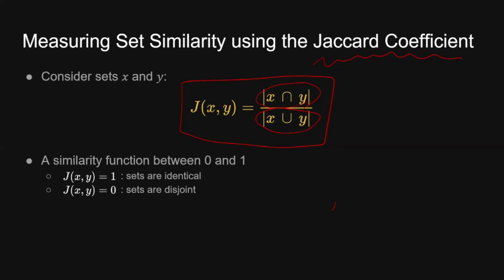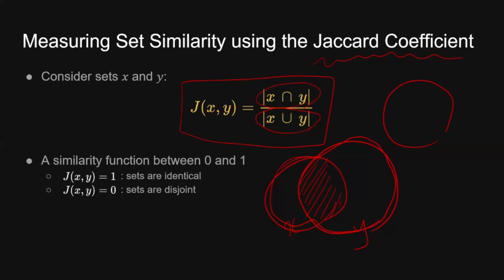So, representing it with a Venn diagram, if I have a set X and set Y, then the intersection is going to be this portion over here in the Venn diagram. And then the union is going to be the entire area circumscribed by X and Y. When the two sets are getting closer and closer and become almost the same, like this, then the intersection is going to be the same as the union. So when X and Y are identical, the Jaccard coefficient is going to be 1.